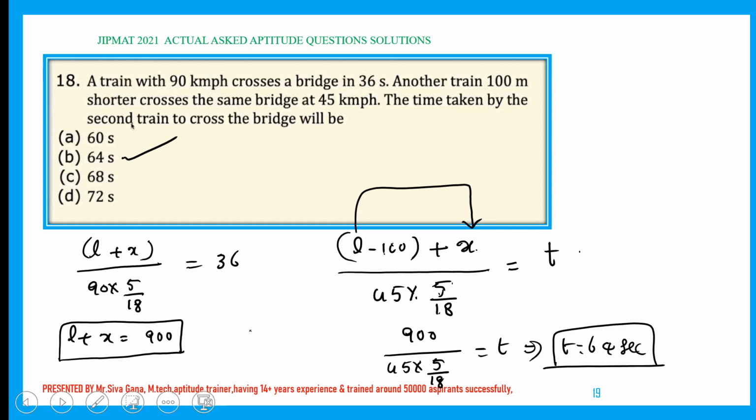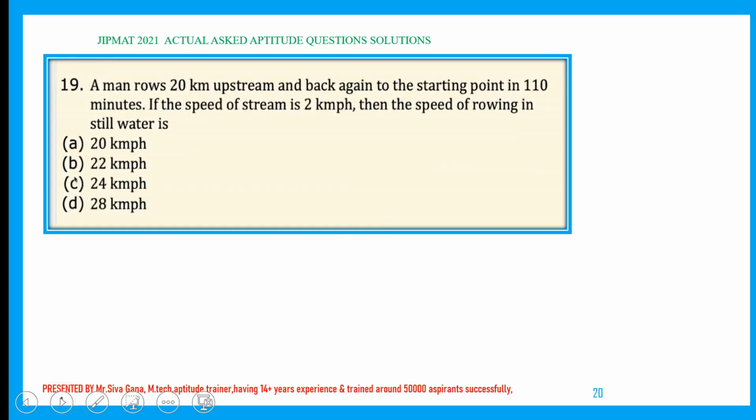Good quality question, my dear viewers. Very good quality question, no doubt. From the topic of time, speed, distance, this is also time, speed, distance. Upstream speed is boat speed minus stream speed. Downstream effective speed is boat speed plus stream speed.